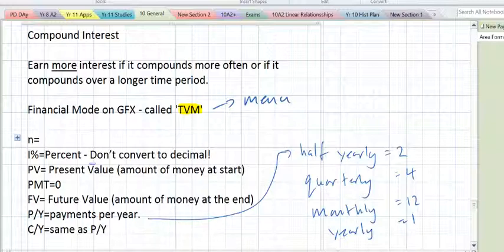Okay, PY is called payments per year. It's how many times it compounds in each year, or how many times you pay each year. The words in the questions would come out as half yearly, quarterly, monthly or yearly. If it was half yearly, payments per year would be 2. If it was quarterly, 4. If it was monthly, 12. If it was just yearly, it would be 1.